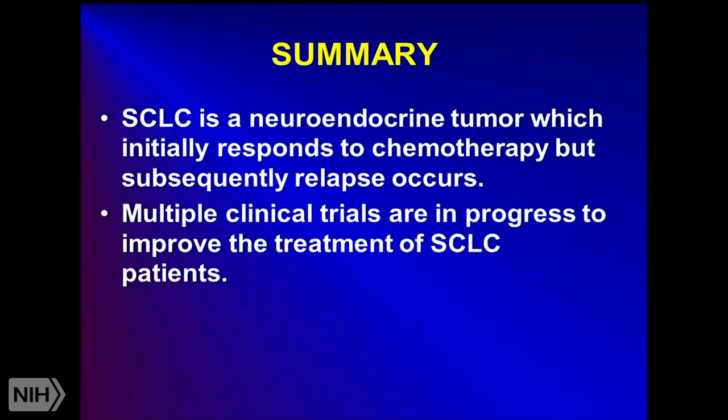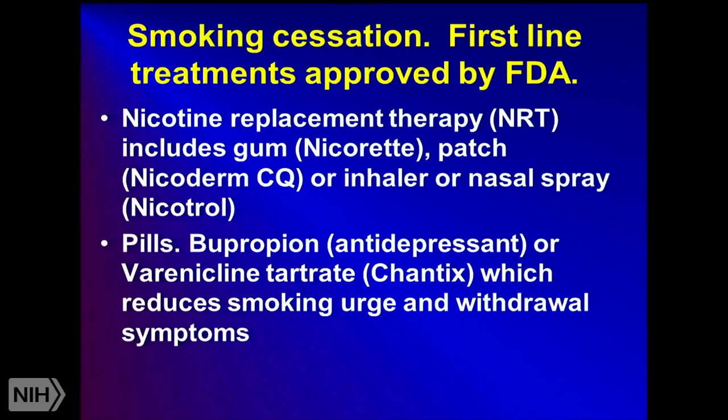So in summary then, we see that small cell lung cancer is a neuroendocrine tumor. It initially responds to chemotherapy, but relapse then occurs. There are multiple clinical trials in progress to improve the treatment of small cell lung cancer patients. And then we want to close by focusing on smoking. 85% of the lung cancer cases, the patients are smokers. And so nicotine is what comes out of the cigarette smoke that makes it very addictive to various people.